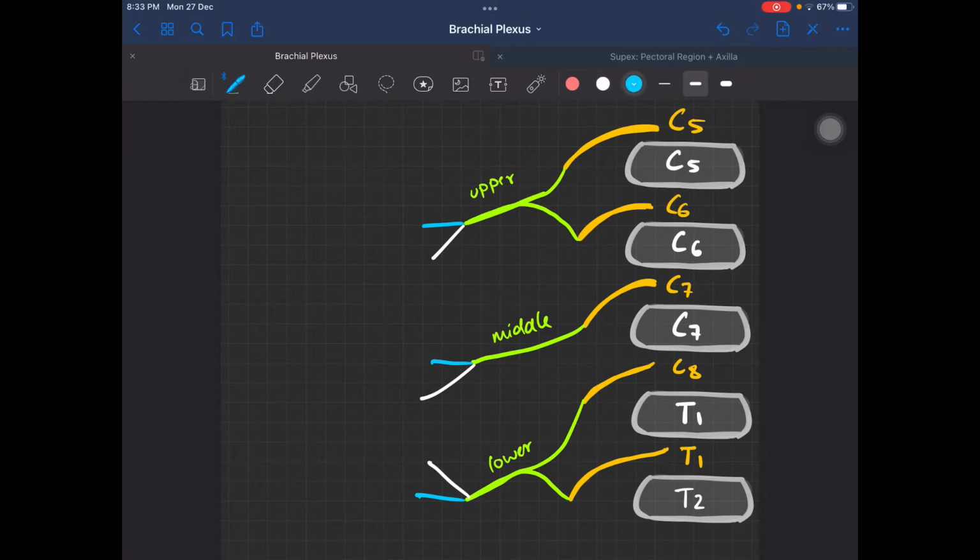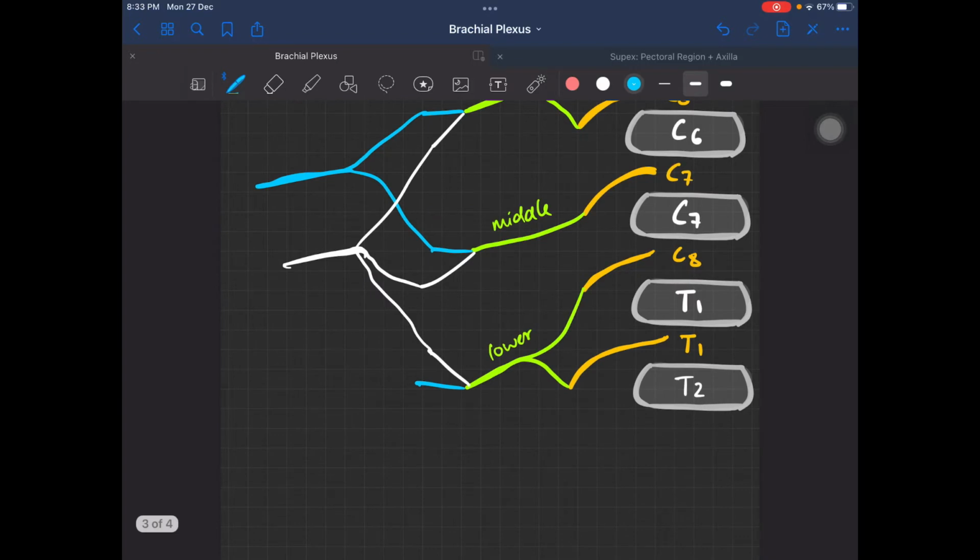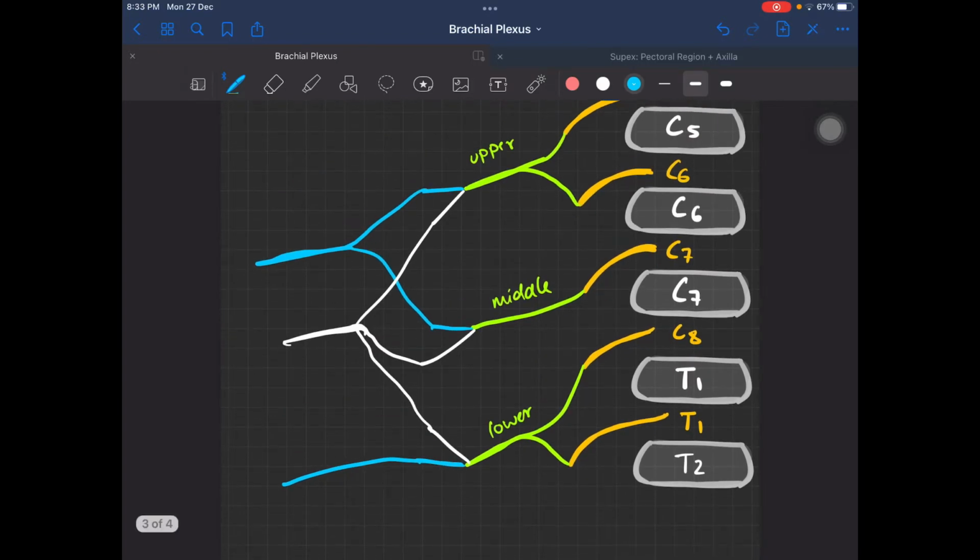So the ventral divisions of the upper and the middle trunk, they converge and form something which I'm coming to, and all the dorsal divisions, they converge and form a separate structure, and this solo ventral division of the lower trunk goes alone. So what do they form?